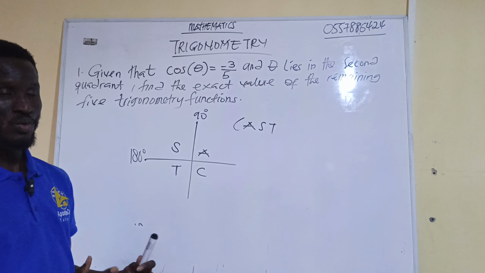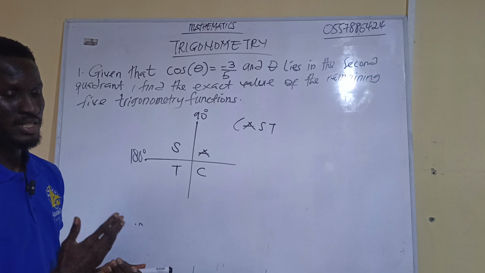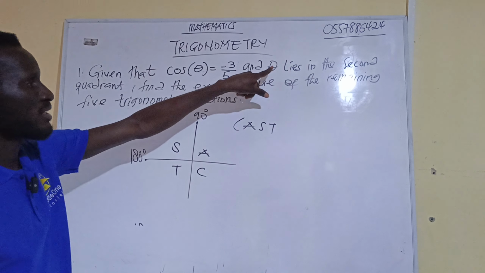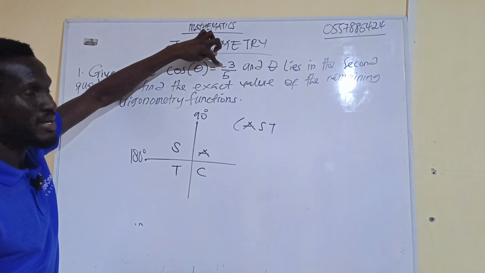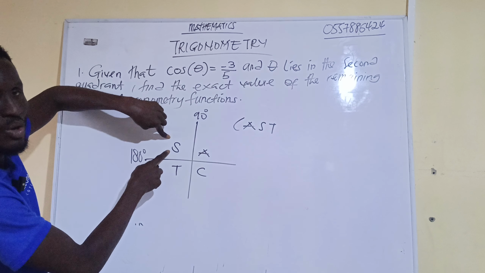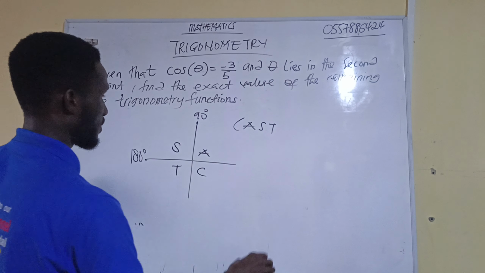Don't forget, when we are solving questions like this, I'm going to use this to solve plenty of questions. Follow me closely. Since the angle is in the second quadrant, it means that the cosine is supposed to be negative, because in the second quadrant, only sine should be positive. So now let's move on.